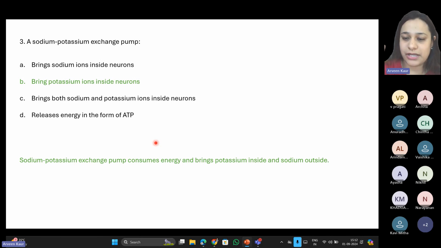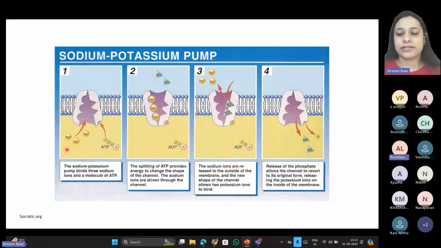Okay. The answer for this one is that the sodium potassium exchange pump brings potassium inside the membrane and pushes sodium outside the membrane, right? That is how it works. It is definitely not releasing energy, it is utilizing energy. It is an active process, which means it requires ATP to perform its function. It is a very energy expensive task that the neuron is doing to maintain its membrane potential.